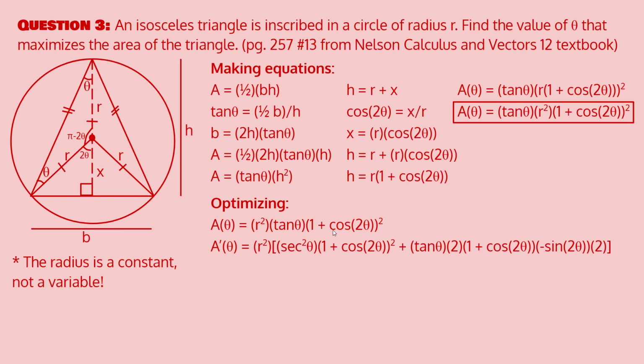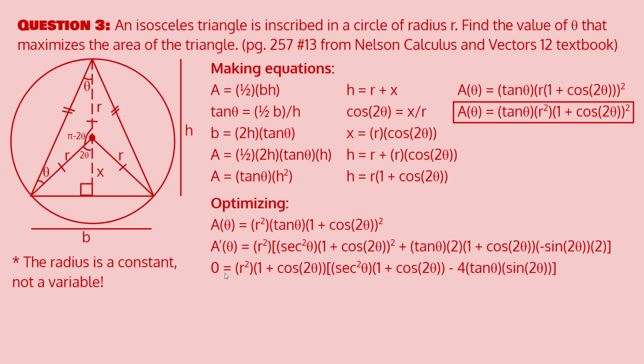Now we need to find the derivative of 1 plus cos 2 theta. Well, the derivative of 1 is just 0. So the derivative of cos 2 theta is negative sine 2 theta times the derivative of 2 theta, which is just 2. So as you can see, yes, that's a lot of steps. Just make sure that you understand how we got from here to there.